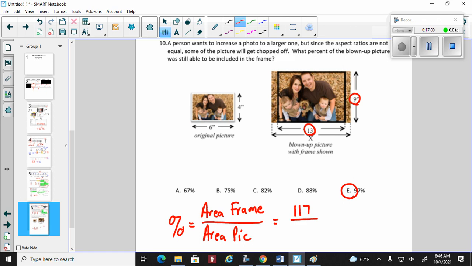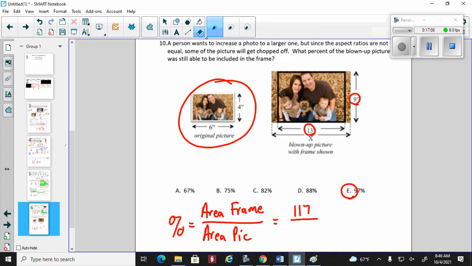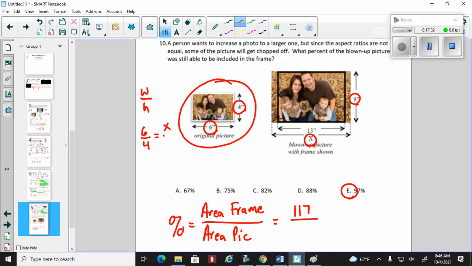All right, but what we don't have is the area of the picture. That's where we have an issue. But if you notice, we have the original picture, which will need to be used. The height for both rectangles is exactly the same, 9. But we don't have our x. So we're going to take 6, 4, x, and 9, and create a proportion because there's 4 things, and figure out what x is. I always like to create a proportion width over height. So it'll be 6 over 4 is equal to x over 9. Cross multiply and solve. X ends up being 13.5.